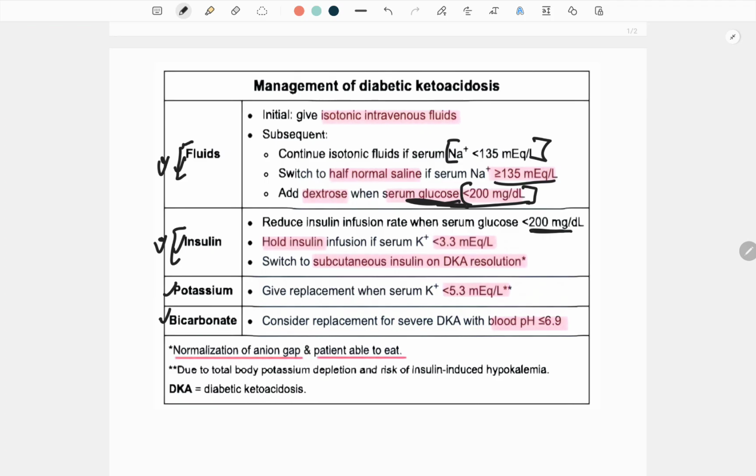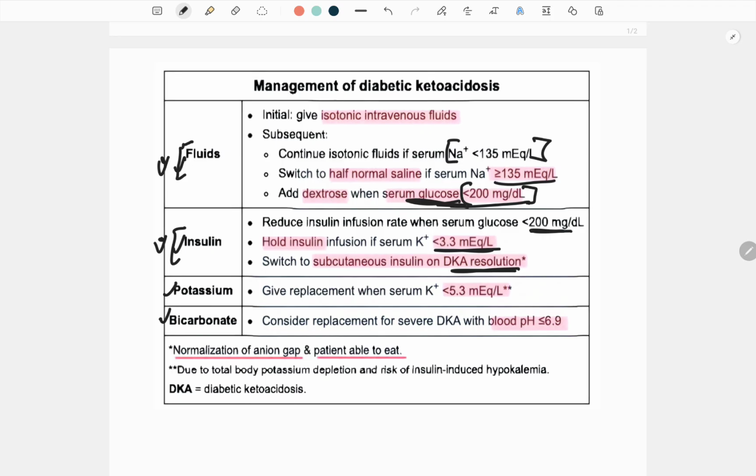Talking about the insulin, now we reduce the insulin infusion rate when serum glucose is less than 200. As we talk about that, in a patient with diabetic ketoacidosis, the glucose level should not go less than 200. If it goes less than 200, we need to hold insulin infusion. Now another situation where we need to hold insulin infusion is if the serum potassium level goes less than 3.3.